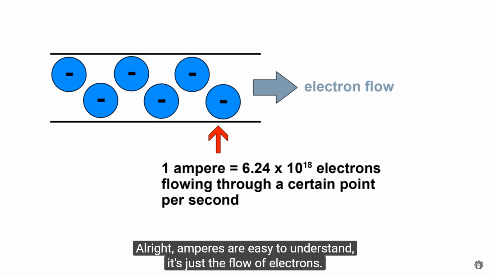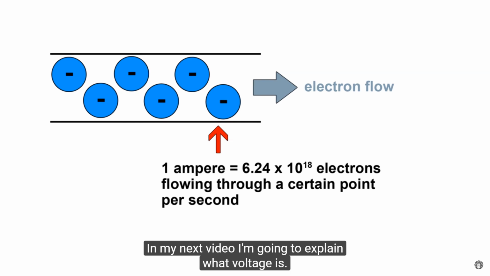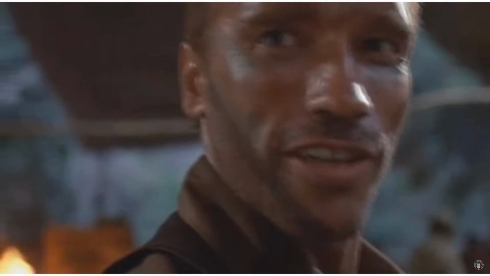Alright, so amps are easy to understand, it's just the flow of electrons. In my next video, I'm going to explain what voltage is. Stick around.